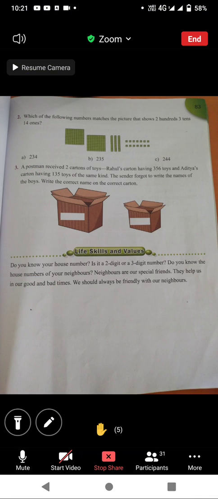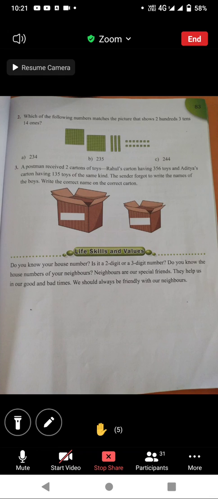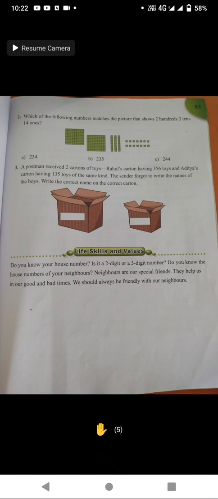Yes, you can tell the answer. Which is more? This is an interesting question. That's 244.